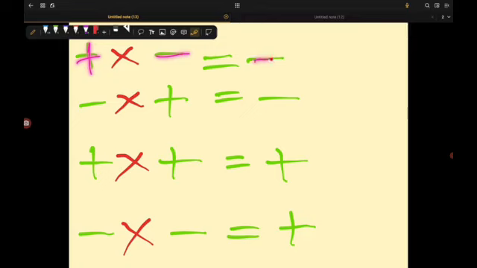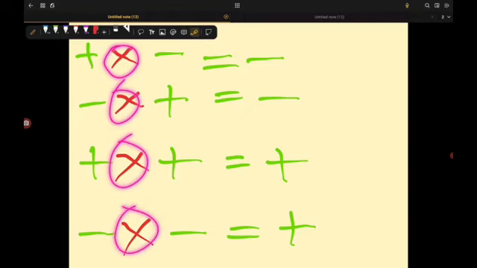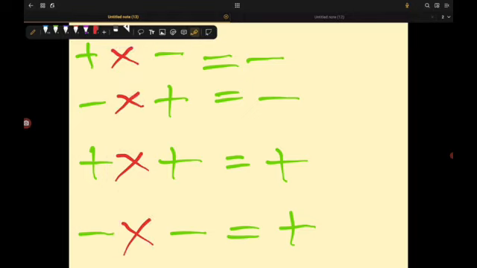Plus and minus will be minus. Minus and plus will be minus. Plus and plus will be plus. Minus and minus will be plus. So the only difference is that instead of division, we have multiplication. So they are the same. Division and multiplication are the same.